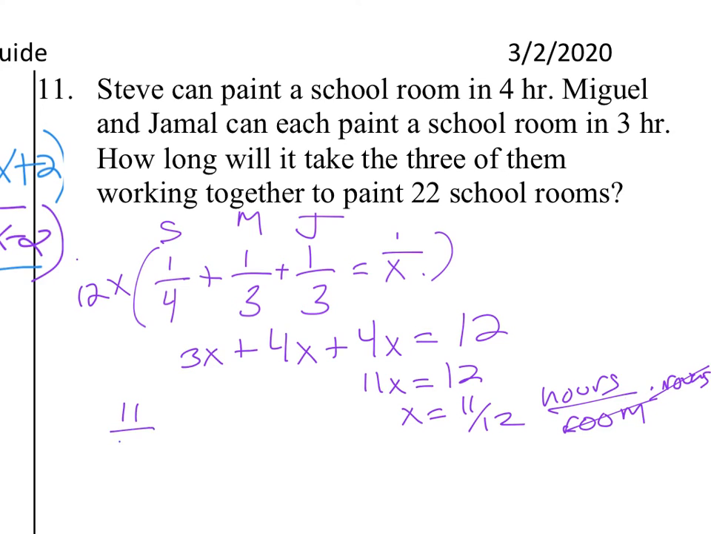So I want 11/12 times 22. I have 11 times 22 divided by 12, and the answer is 20.17. So just over 20 hours to do 22 rooms. Yep, that would be right. 20.17 hours.